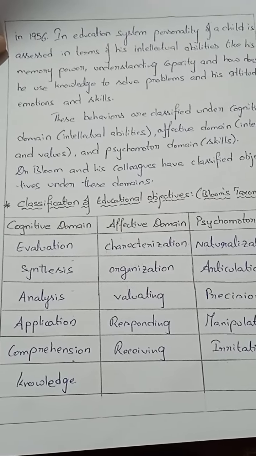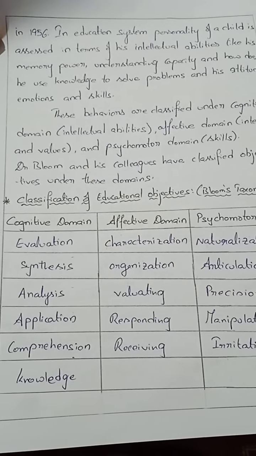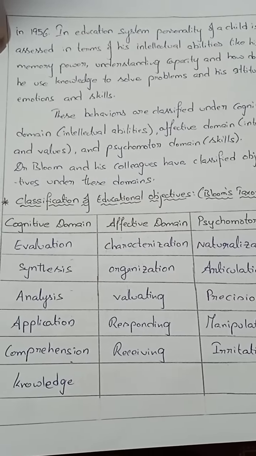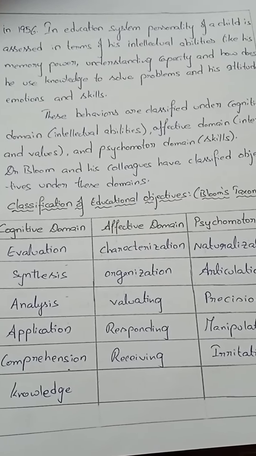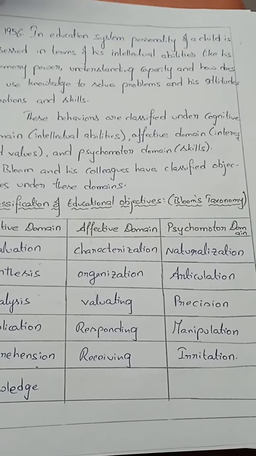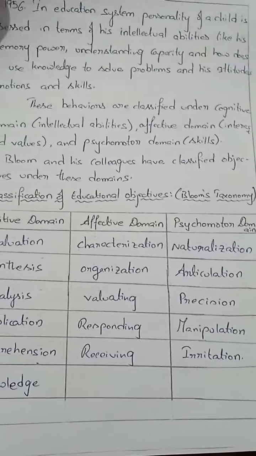In the cognitive domain, they are evaluation, synthesis, analysis, application, comprehension, and knowledge. In the affective domain, they are characterization, organization, valuing, responding, and receiving. In the psychomotor domain, they are naturalization, articulation, precision, manipulation, and imitation.